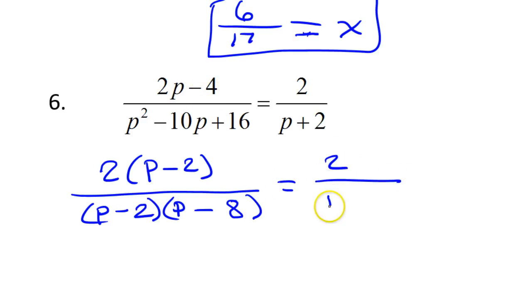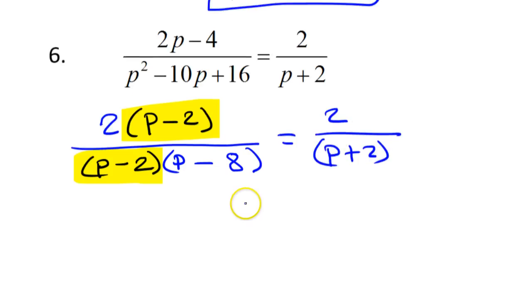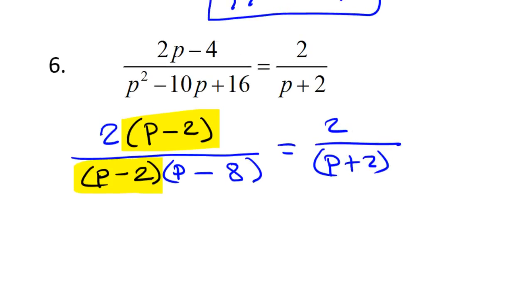Because I can now see that there's a factor in the numerator and the denominator, p minus 2. So those are going to cancel out before we even begin. So if you cancel those out. Now, you know what? Before we do that, though, now would be a good time to say the restrictions.